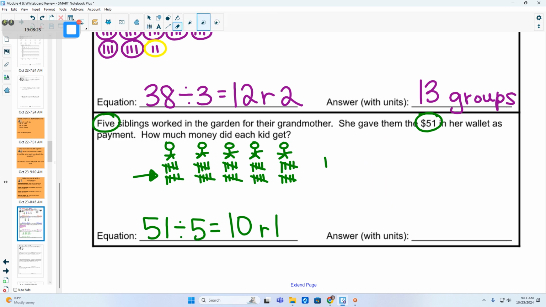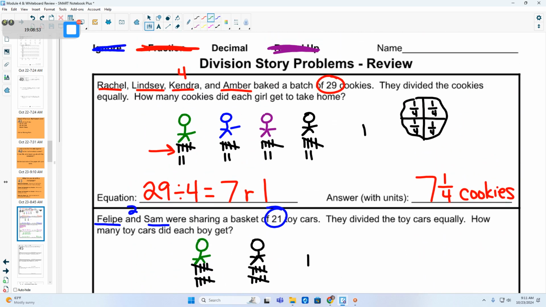So everybody's going to get their $10, but they're going to get a little extra, right? A smidge extra because we're going to split up that last dollar between all of them. And so they're each going to get an extra 20 cents because $1 split between 5 people, they would each get 20 cents. Okay? All right, so let me go ahead and cross off the word decimal across the top.